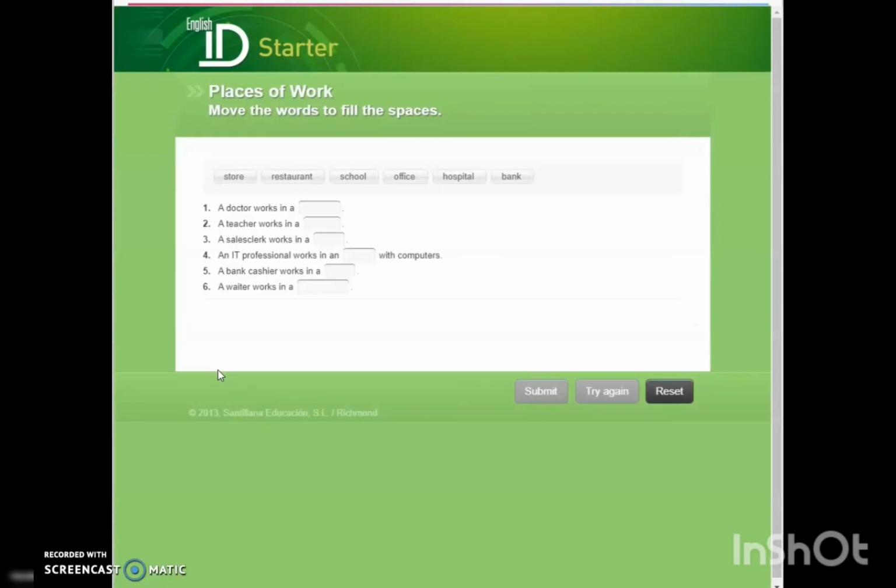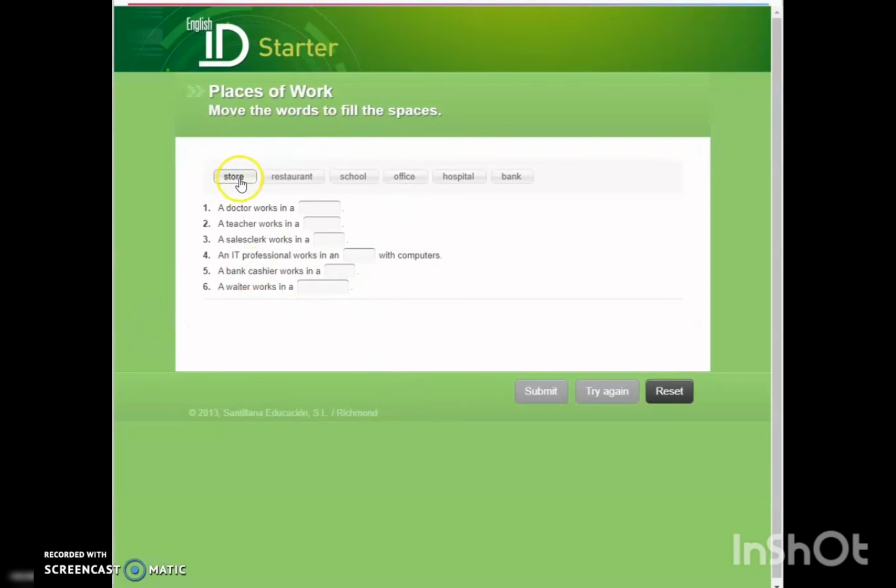In this way, you are practicing the exercises on Richmond platform. De esta manera estamos practicando, chicos, los ejercicios en la plataforma Richmond. También, ¿verdad? Tenemos que sacarle provecho a ese otro recurso que tenemos. And the last one, places of work. Use all the words to fill the spaces.